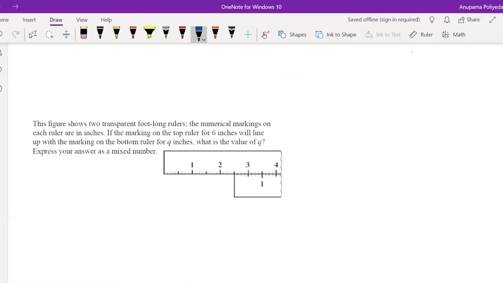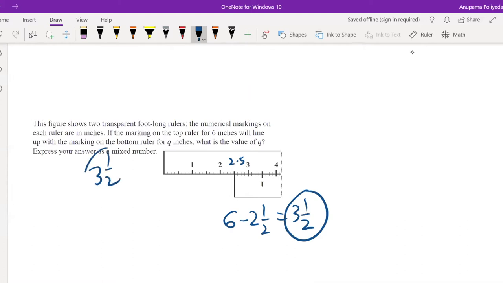Three and a half. Yep. Because 0 inches on the second ruler corresponds to 2.5 inches on the first ruler. So we want to find, if the top ruler is 6 inches, what will the bottom ruler be? So we just subtract 2.5 from 6, and we get 3.5. And that's our answer, because we just need to find out where on the first ruler the second ruler is placed, and then subtract to find our corresponding measurement.